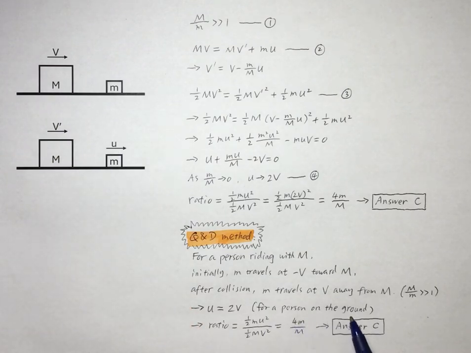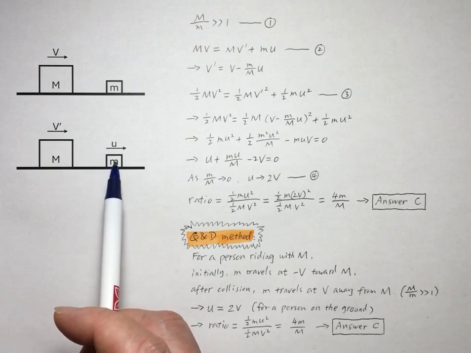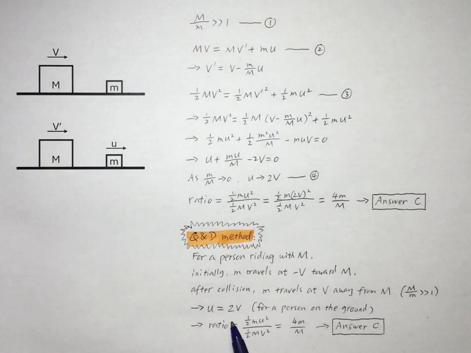So for the person on the ground, the speed of the lighter object u is then equal to 2v. So the ratio of the two kinetic energies will be the same, which is 4 lowercase m over capital M. So we get the same answer, which is answer C.